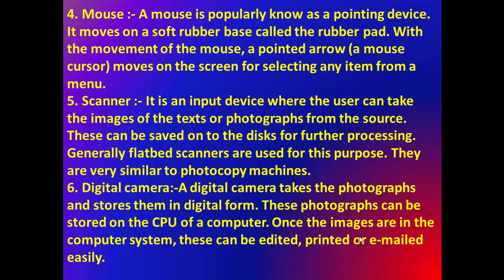Digital camera. A digital camera takes the photographs and stores them in digital form. These photographs can be stored on the CPU of a computer. Once the images are in the computer system, these can be edited, printed or emailed easily.